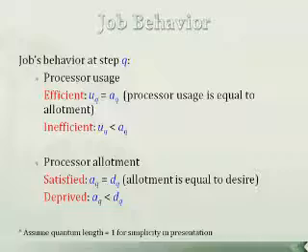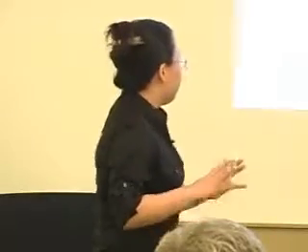So before I zoom into the A-greedy algorithm, I need to define the behavior of a job. So the behavior of a job depends on processor usage and allotment. Here you may notice I start to use step instead of quantum. In the presentation, I assume the scaling quantum length is just one for simplicity, but in the real A-greedy algorithm, it covers a more general case, and the length of the scaling quantum should be large enough to amortize scaling overhead.